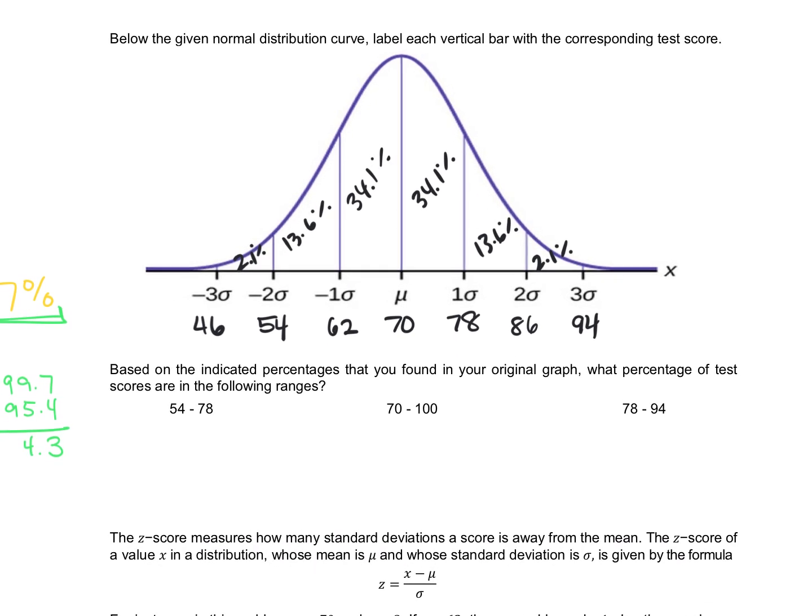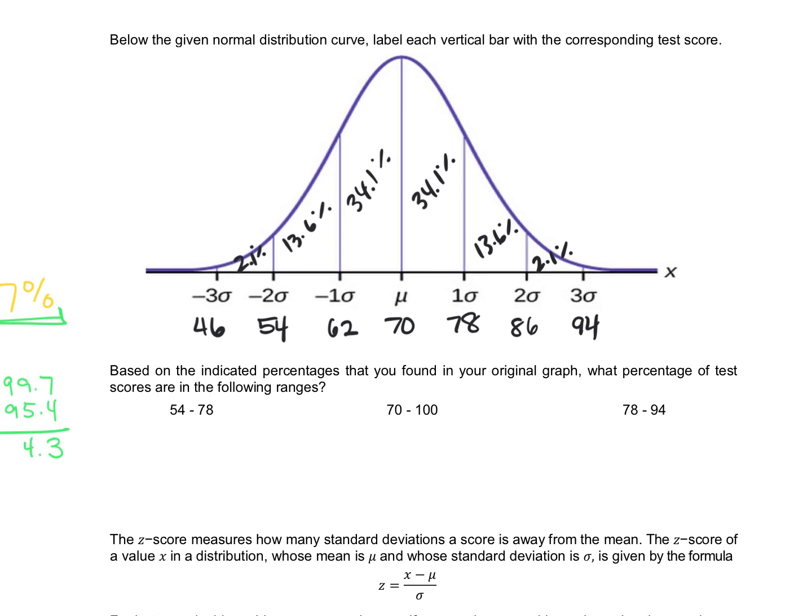Okay, so here we are. Based on the indicated percents that we found in the original graph, what percentage of test scores are in the following ranges? So we're going to look at between 54 and 78. And so all we're going to do is add those percents that you see, which would be 13.6 plus 34.1 and 34.1, so that's the 68.2, which gets me 81.8% of that data will fall within that range.